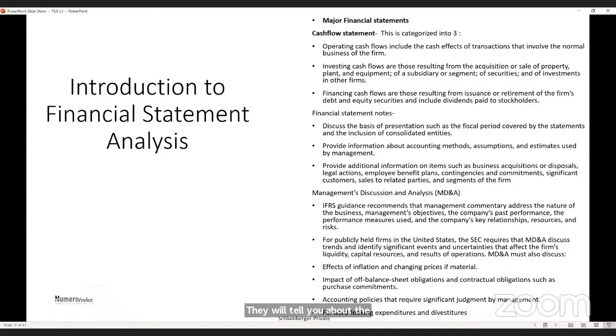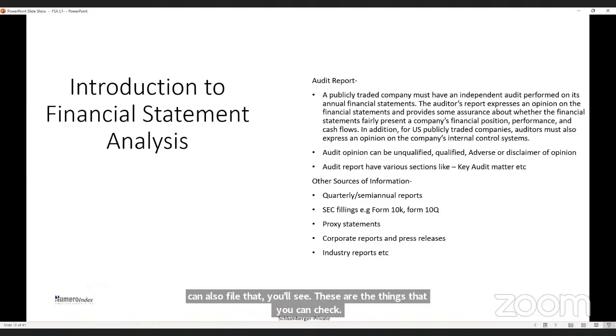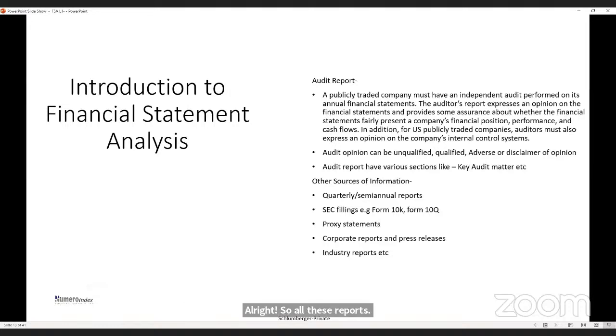See, as an analyst, the major reason why you look at the MDA is just to see the direction of the company, to understand the mindset and strategy of the people running the company on your behalf, or as a potential investor, right? So you can also check that. These are the things that you can check. All right, audit reports, you can also sit down on those too.